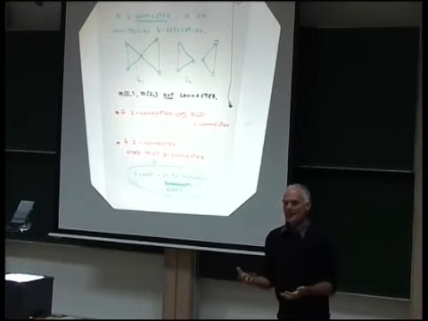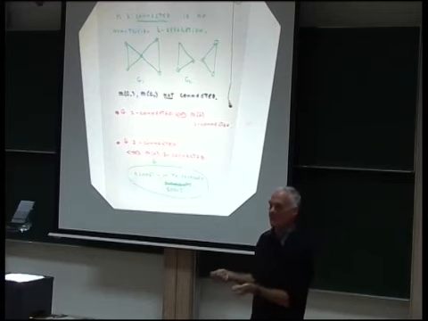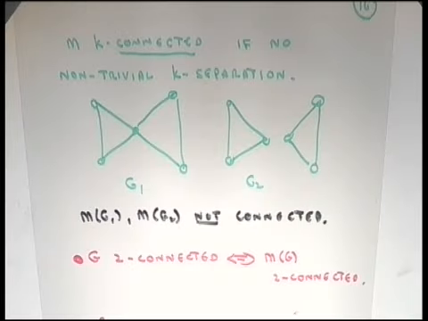Just a bit of terminology here. A matroid is k-connected if there are no non-trivial k-separations, or less than or equal to k separations, I should say. Obviously you can get some trivial separations because the cardinality of the set is small, so you just avoid those trivial ones. In particular, a matroid is not connected if there is a zero separation.